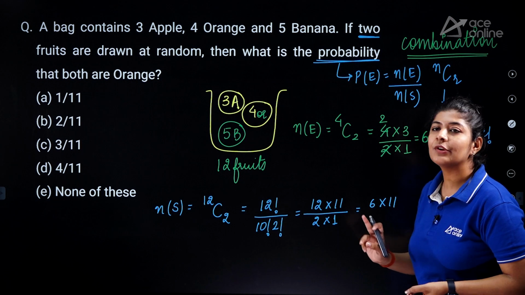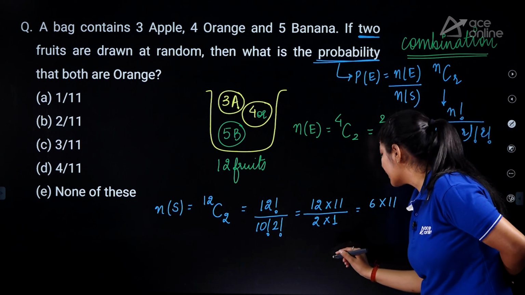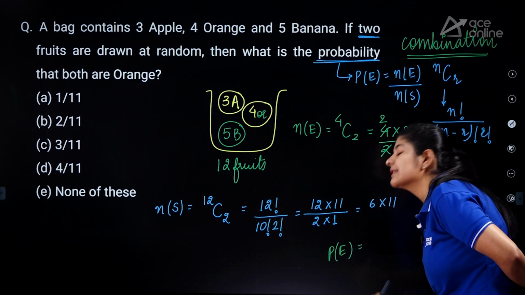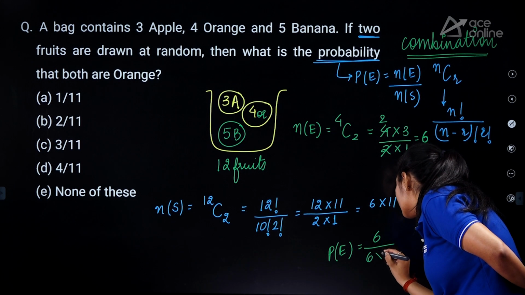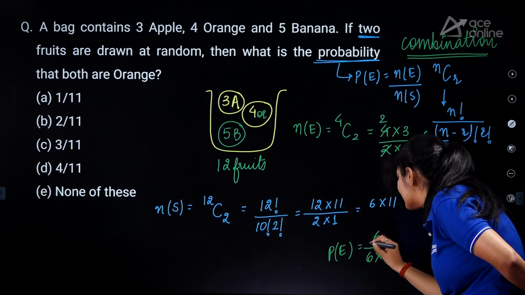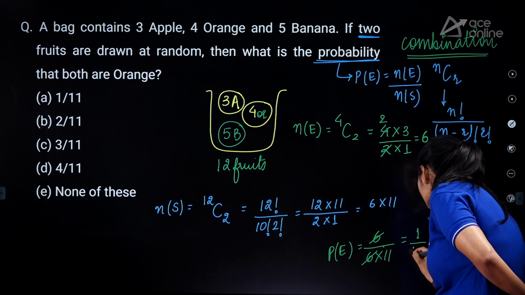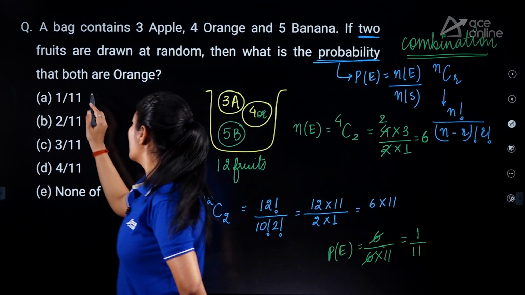Now if I want to write down the probability, so I can easily put the values over here. So I can say that the probability of getting 2 oranges in this random draw is nothing but 6 by 6 into 11, and here this 6 and this 6 are eliminated, and the correct answer that we are getting is 1 by 11.